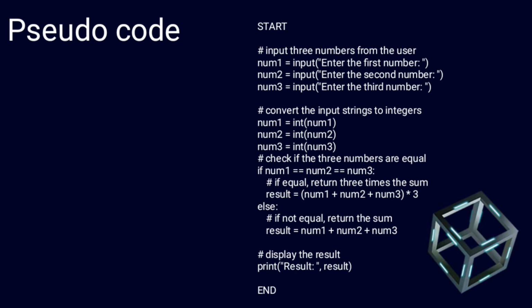And this is the sample code to calculate the sum of three numbers as pseudocode.